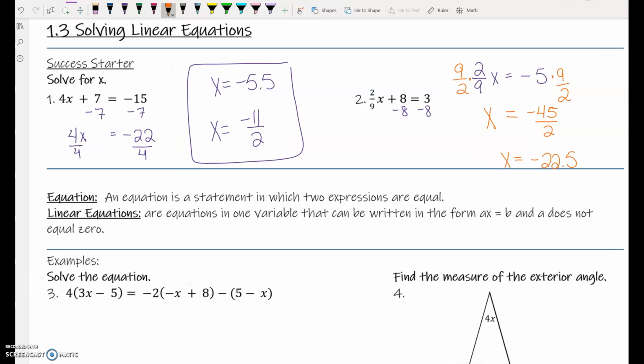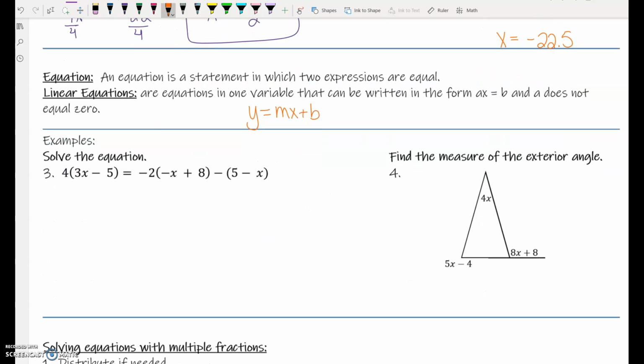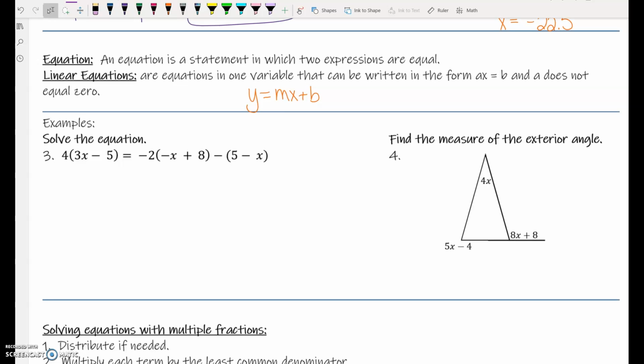An equation is a statement in which 2 expressions are equal. They're connected with an equal sign. A linear equation is specifically like ax equals b or y equals mx plus b. It's plain ordinary x. So an x that doesn't have an exponent, the x needs to be on the top, not on the bottom. If it's just a normal equation with a normal x, it's a linear equation, which means if we graphed it, it would form a straight line.